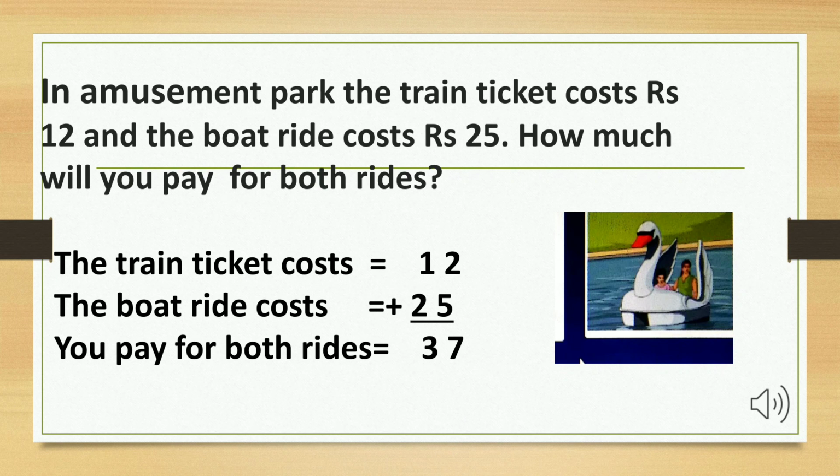Now read the last question. In an amusement park, the train ticket costs rupees 12 and the boat ride costs rupees 25. How much will you pay for both rides? Now write the statement for this question. In our first statement, we will write the train ticket cost rupees is equal to 12. The boat ride cost rupees is equal to 25. Now in our last statement, you will write you pay for both rides is equal to 37. When you add 25 and 12, then your sum will be 37.